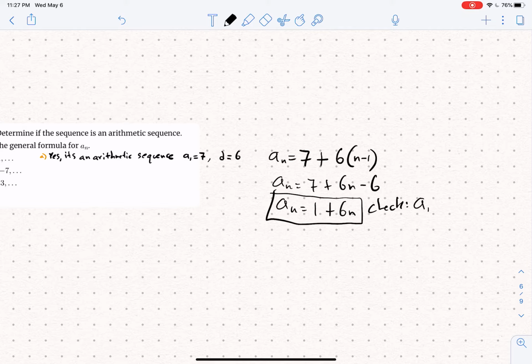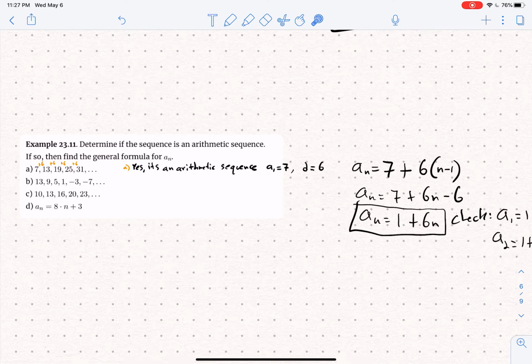Let's try A1 is equal to 1 plus 6 times 1, which is equal to 1 plus 6. That's equal to 7. We'll just do one more to check. A2 is 1 plus 6 times 2. 6 times 2 is 12, plus 1 is 13. So this says that A2 is 13. And if we go back and check, we see that the second term, A2, is indeed 13.